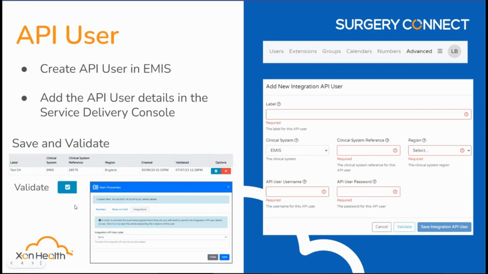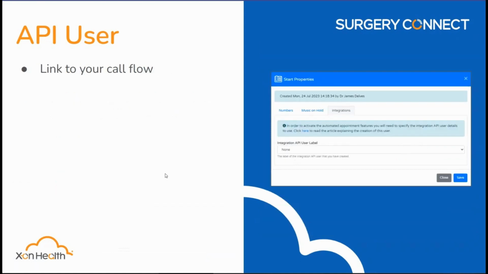Once you've validated your API user, it will have checked the username and password and made sure everything is validated. You'll then need to add that into the start block that you want the check and cancel added into. So that may well be your main call flow start block. And in the start block, you'll have a new section there for integrations, where you can then allocate the API user that you've saved within the service delivery console. That will then link that API user to your call flow and allow the patients then to check their appointments remotely without the need to speak to a receptionist.